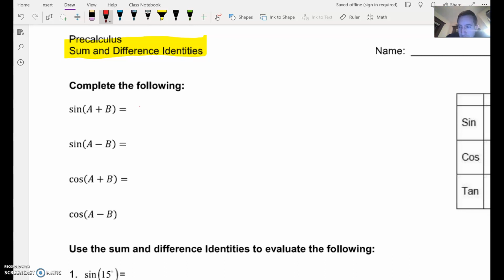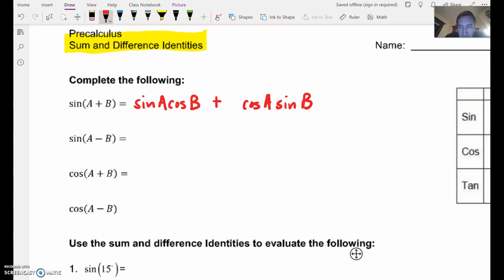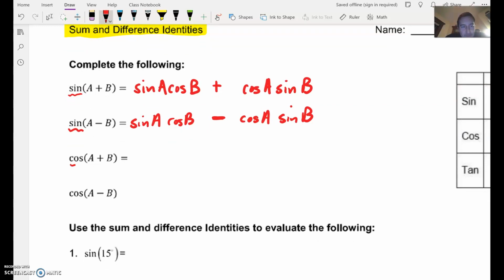Sine of a plus b equals sine of whatever a is times cosine of whatever b is, plus cosine of whatever a is times sine of whatever b is. That's the first one. What about the subtraction version? That's the exact same, but with a minus. So it's still sine of a cosine of b minus cosine of a sine of b. So those are the sine sum and difference identities. That's the pattern. What about when it's cosine?